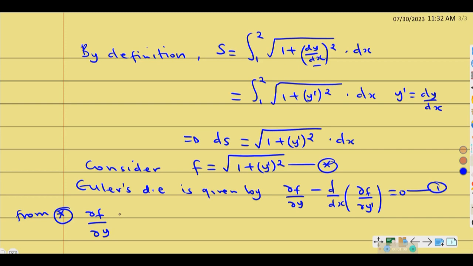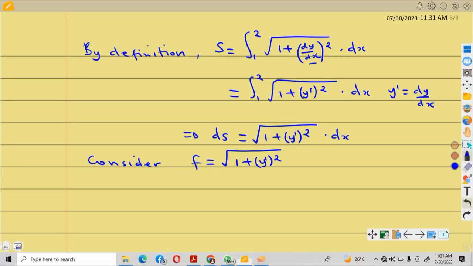What is del f/del y? You realize that from this given equation there is no y, meaning that when I take del f/del y, it will simply be 0. Now let us look at del f/del y dash, because this equation 1 demands us to get del f/del y dash and del f/del y.